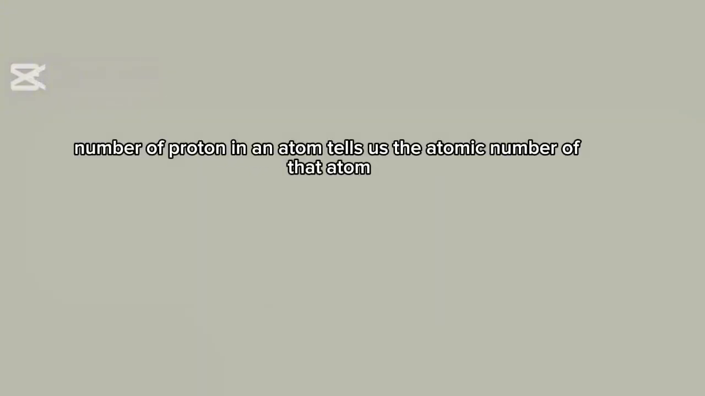Now, the number of protons in an atom tells us the atomic number of that atom. For example, carbon takes number 6 in the arrangement of the first 20 elements. So it shows that the number of protons in a carbon atom is 6, which also forms the atomic number.